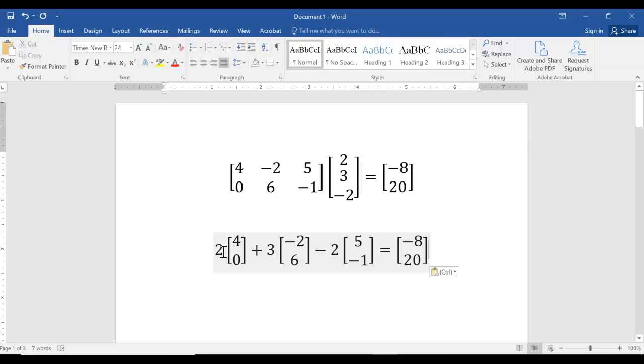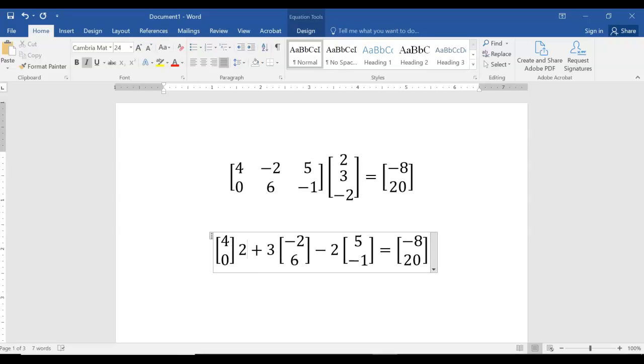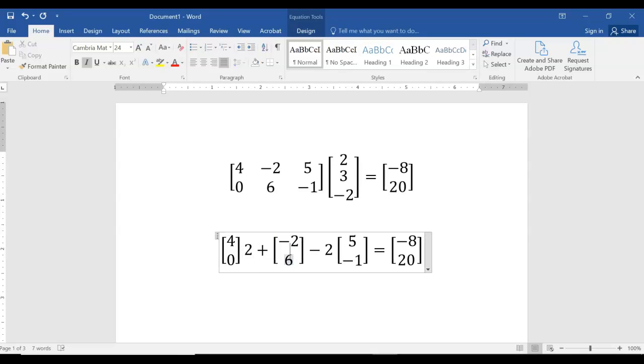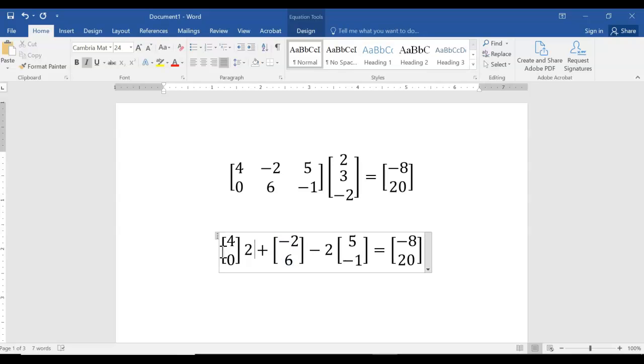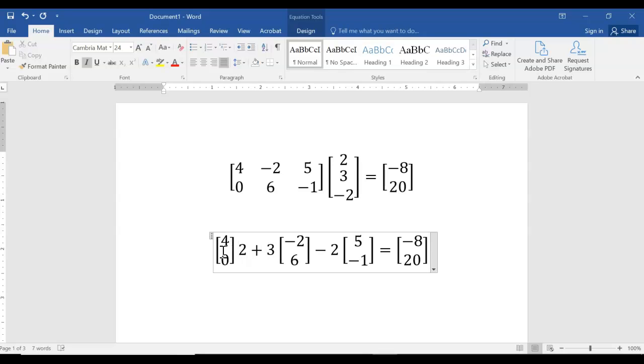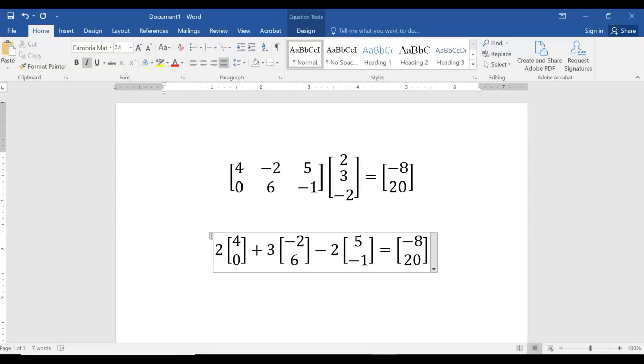Now, one thing I will say right now about the vector equation, remember as always, I put the 2 on the left-hand side. Some people like to put the 2 on the right-hand side. Again, 3, you could put that on the left or the right-hand side. Whichever side you put that scalar on is a little bit arbitrary, just as long as you've matched up the right scalars with the right vectors. So this top scalar matches up with the 4, 0. 3 matches up with negative 6, negative 2, 6, and then negative 2 matches up with 5, negative 1.